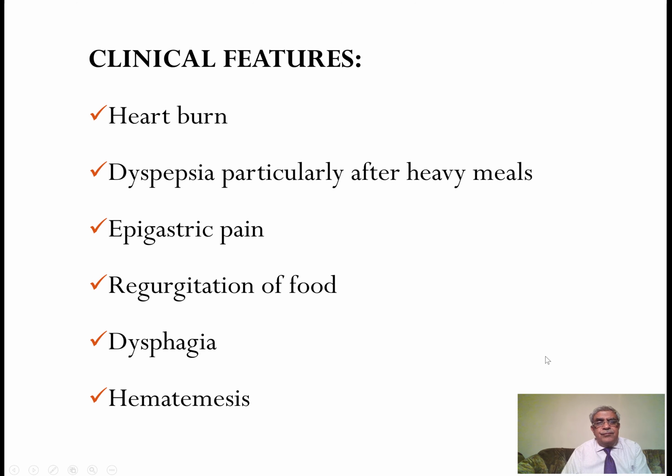Clinical features: heartburn, dyspepsia, particularly after heavy meals, epigastric pain, regurgitation of the food. Of course, if the food is there, then it is going to be regurgitated, and there can be aspiration of that food, dysphagia, and hematemesis. Why? There is going to be infection and ulceration, and then there is going to be hematemesis.